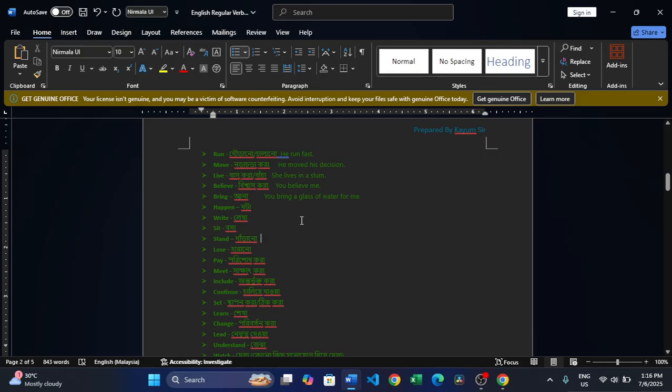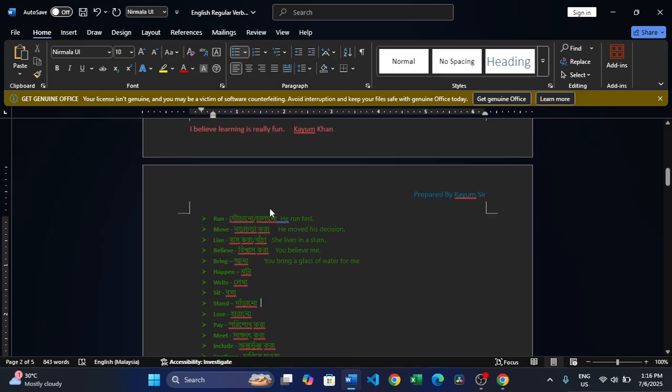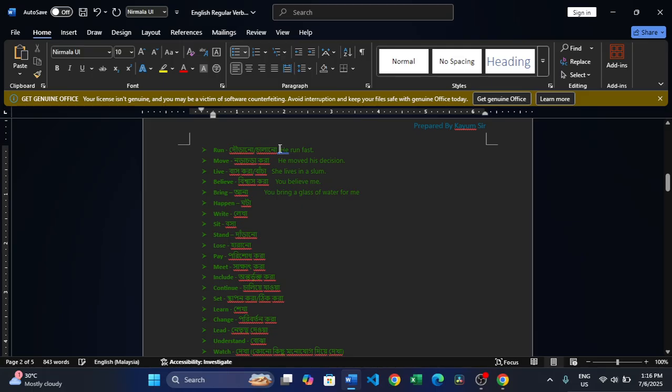So let's see how you can make that. Here you can see: he ran fast. He moved his decision. She did say in Islam, you lead me, you bring a glass of water for me, and it happened. A horrible event happened in front of me. Okay, so here I make a single sentence: a horrible event happened in front of me.